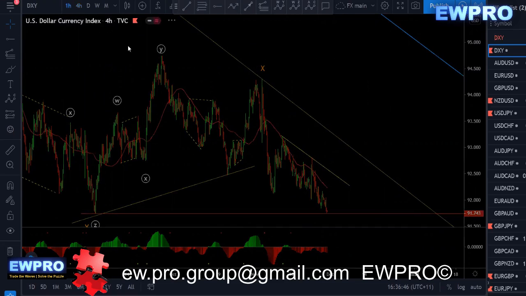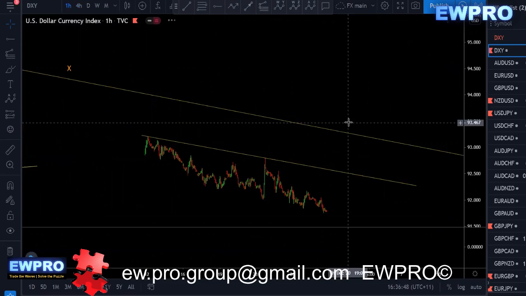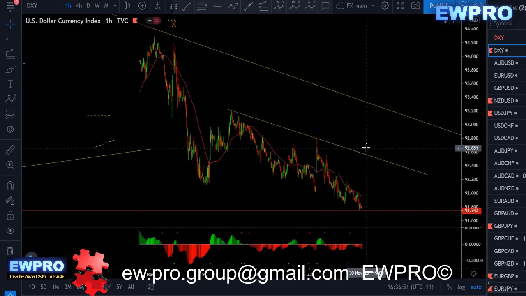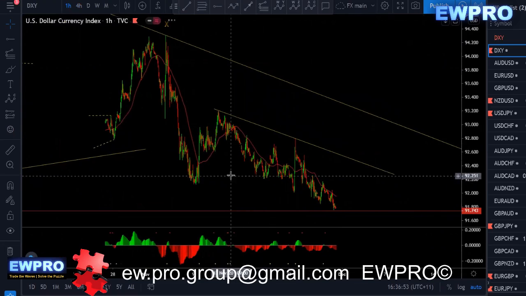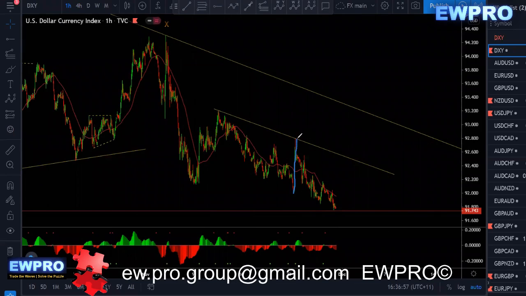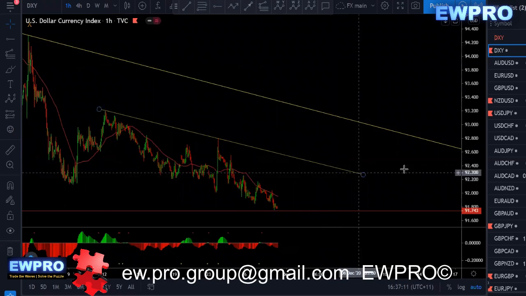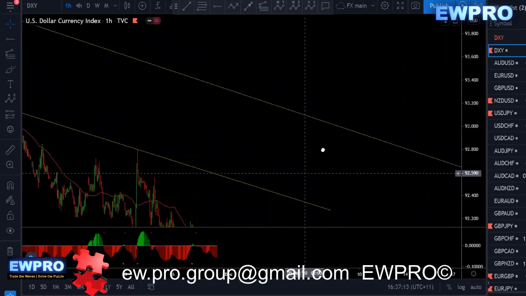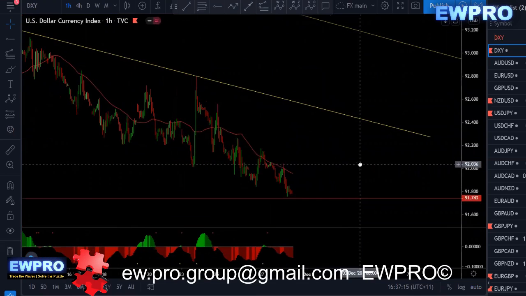On the H1, like I said, we got this sharp move up here. So this can be an A, B, C for a running or expanding flat, and then give us one more down. So you'll have to be careful of that. We do have a cross, and we are getting bullish divergence. So you definitely can take any buy setup you get.